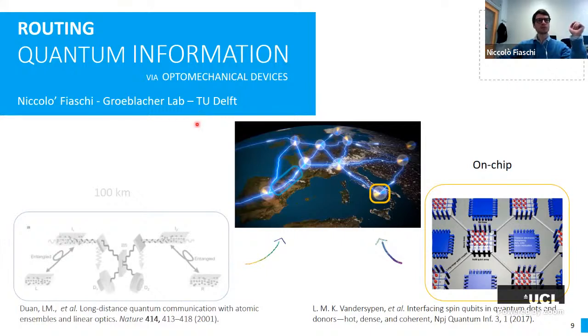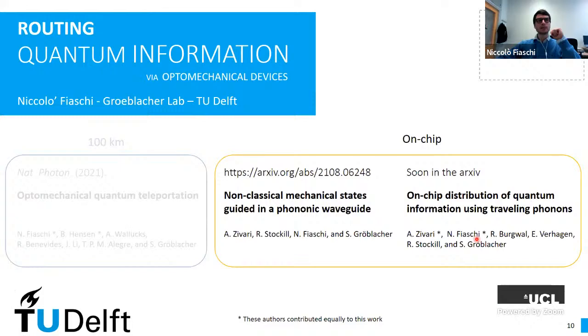We hopefully soon will make some new work on the long distance, but we are currently working on another type of state transfer. That is the one on chip, so in the centimeter, millimeter scale. That is, for example, to connect this sparse qubit array. The work that I will talk about is the non-classical mechanical state guided by phononic waveguide and the on-chip distribution of quantum information using traveling phonons. This will be soon on the arXiv. We're actually finishing writing it right now.